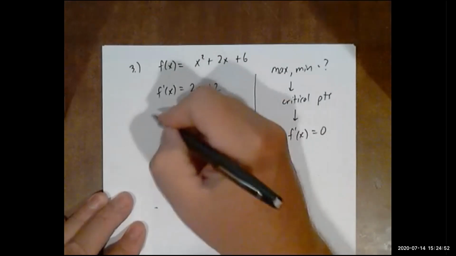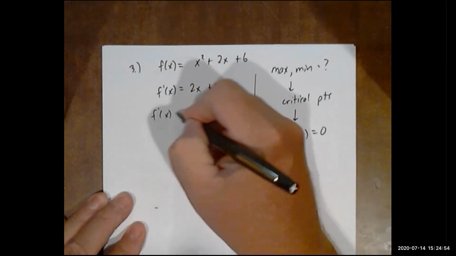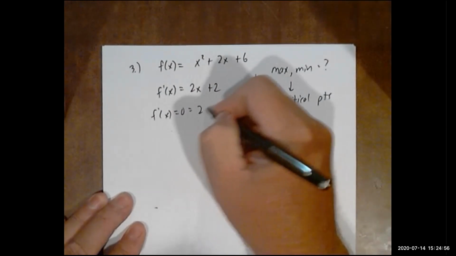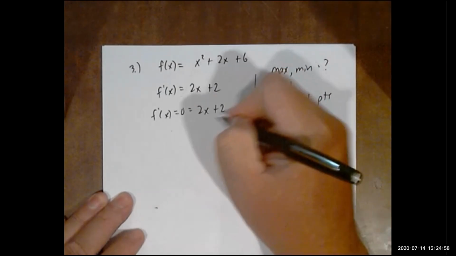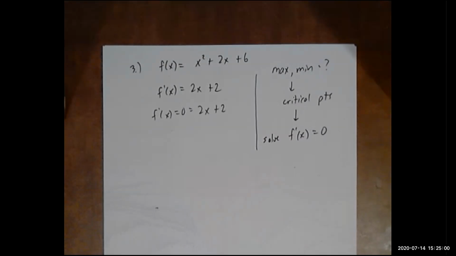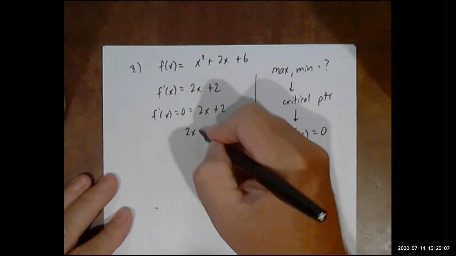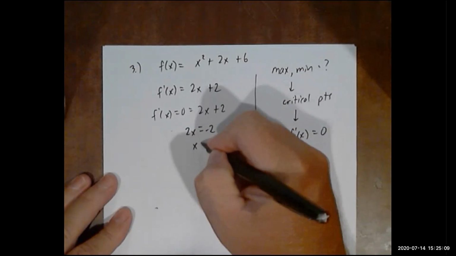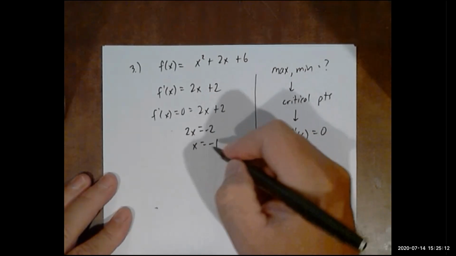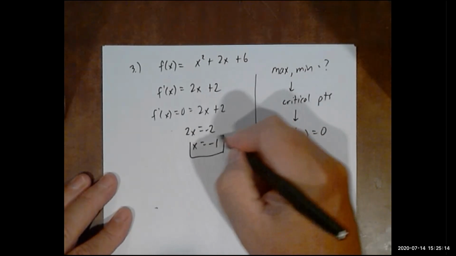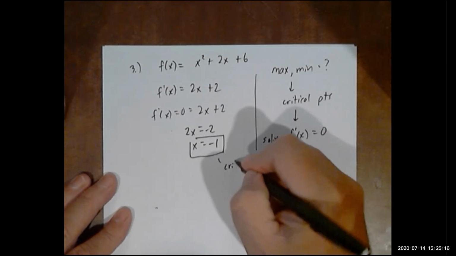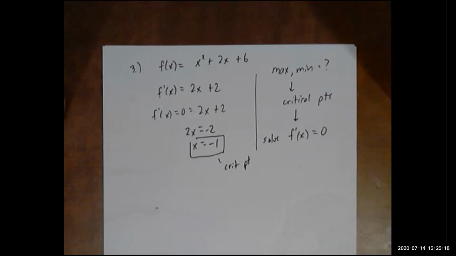So then you take this first derivative, you set it equal to 0, and you solve this equation. And when you solve this equation, you will have the critical point. So I'll subtract 2 from both sides. Divide both sides by 2. So here is my critical point. Now I have to determine, is that a maximum or a minimum?